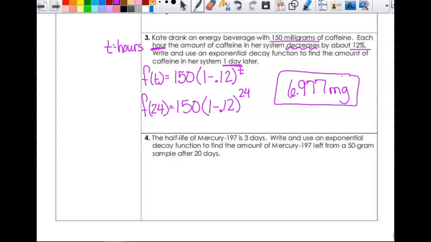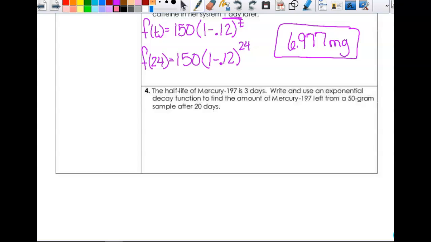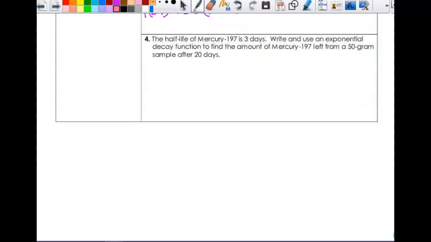All right, so let's talk half-life. Y'all remember chemistry? All right, so half-life. It says the half-life of mercury 197. Now, is that 197 going to be a number in my actual calculations? No, because it's the name of things, so don't do weird stuff. Is 3 days. Write and use an exponential decay function to find the amount of mercury 197 left from a 50-gram sample after 20 days.